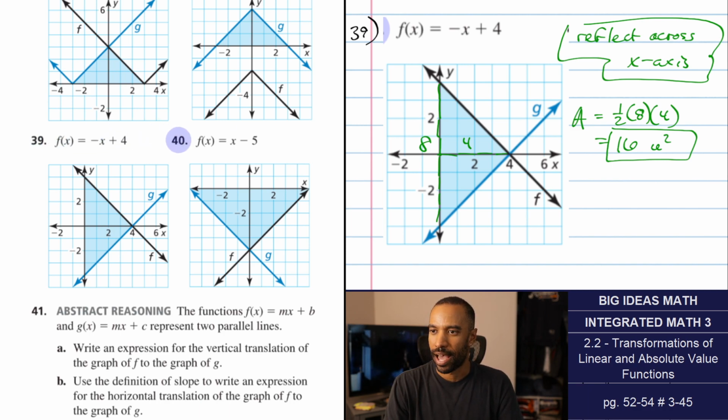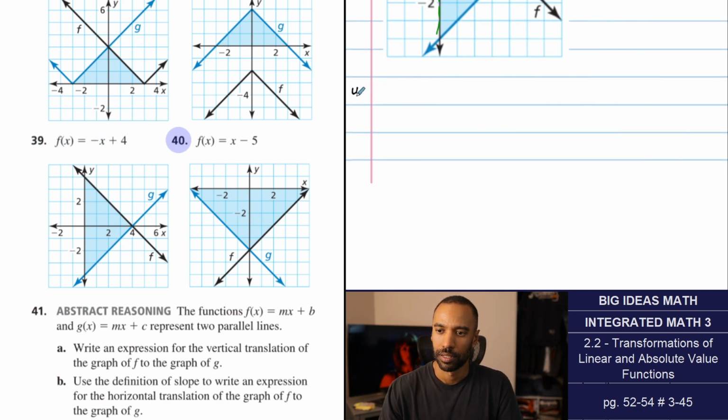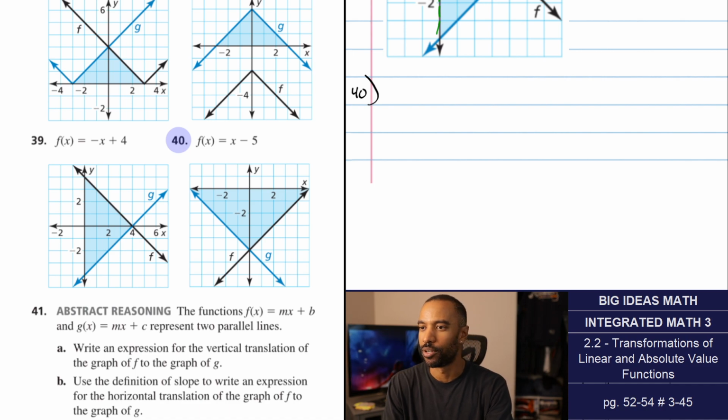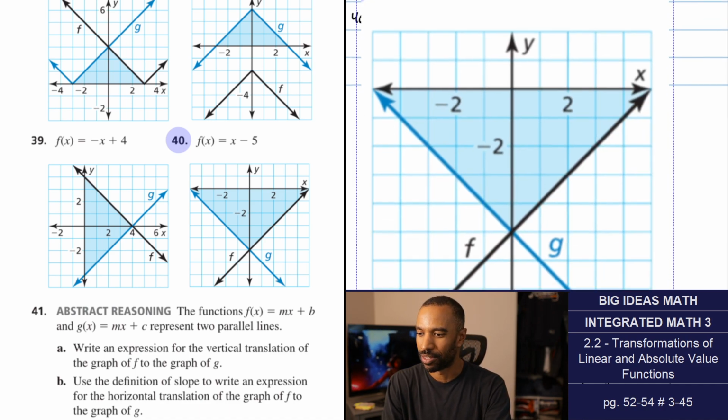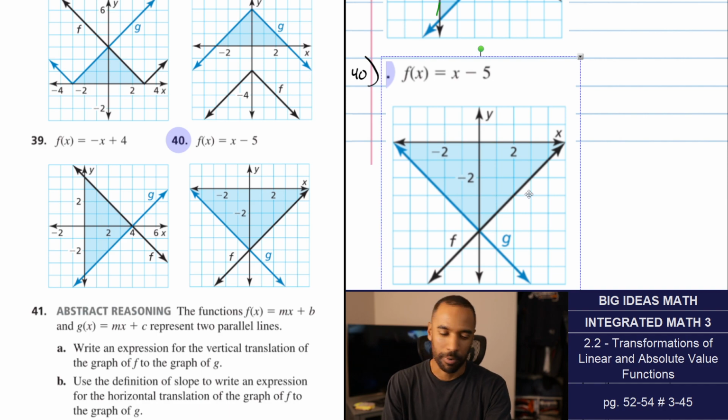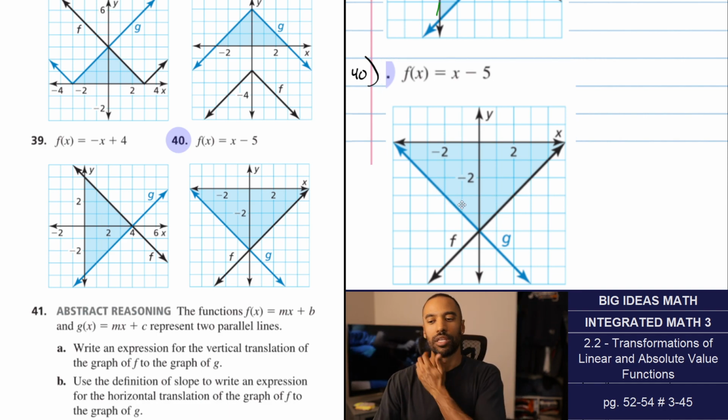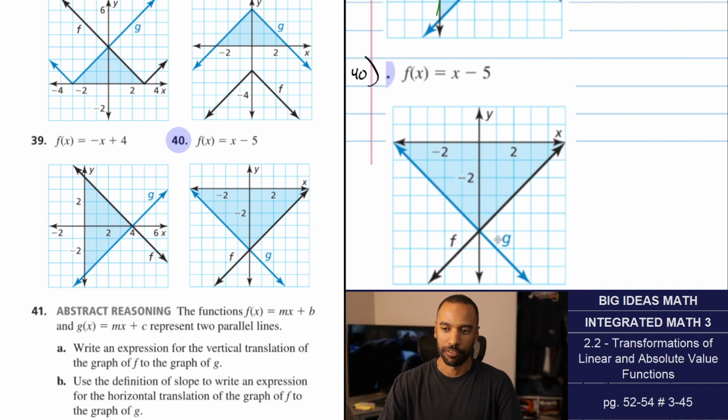Number 40, we have, allow me to copy and paste. We have 5 more questions after this, and I'm looking forward to wrapping a bow around this one when we get questions like this. All right, number 40. This one reflects across the y-axis. Here's your F, here's your G. So everything's flipping over this way, like that. So we reflect across the y-axis.